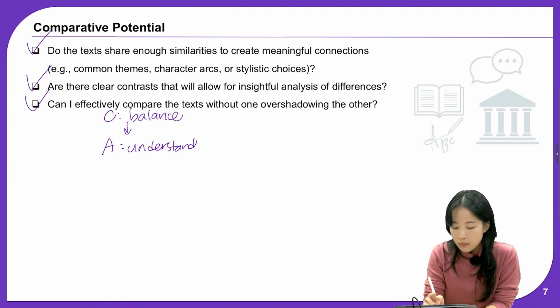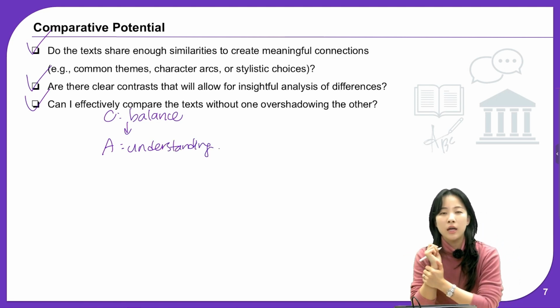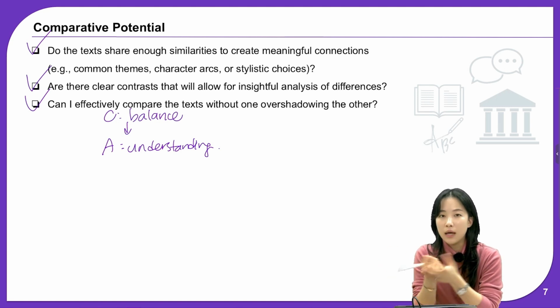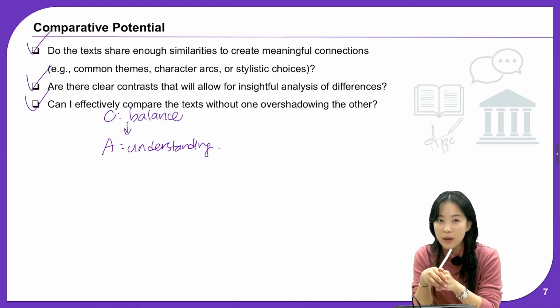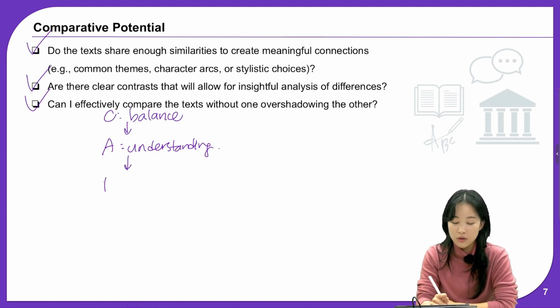Okay? If I'm the marker and I'm realizing that there's an imbalance of discussion, then I might ask myself, did this student actually understand text B, or are they just using it for the sake of using it, or using it without even understanding it fully, right? And so that will impact understanding. If understanding is impacted, most likely criteria B, analysis and evaluation, will be impacted. So it's kind of like a chain effect.